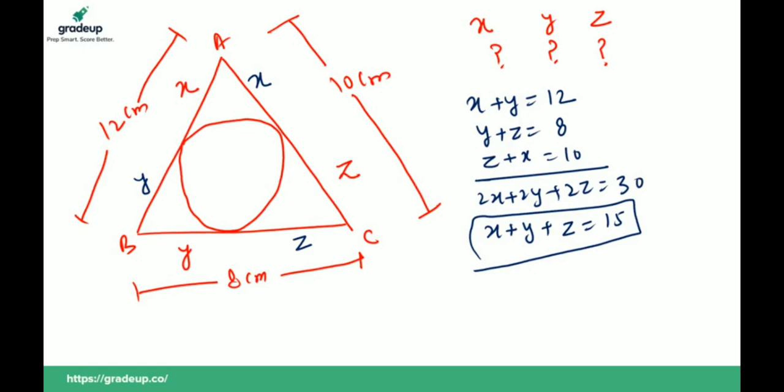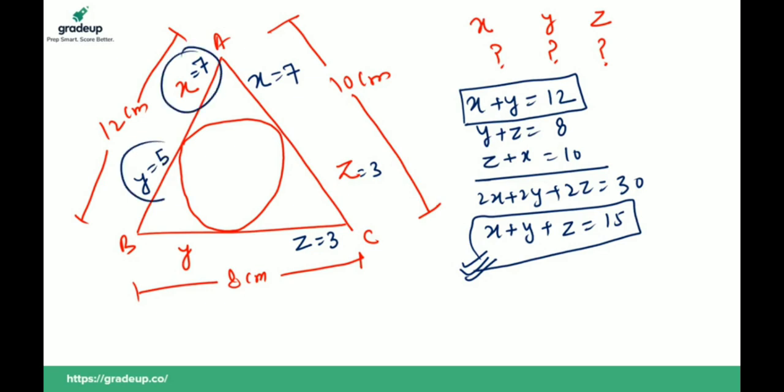We have to find the x. Since x plus y plus z is 15 and x plus y is 12, then z must be 3. If z is 3, this is 10, this must be 7. If this is 7, this is 7. If this is 12, this is 7, this must be 5. So these are the values of x, y, and z. Alright, is it clear to all of you? Yes or no? Okay, very good.